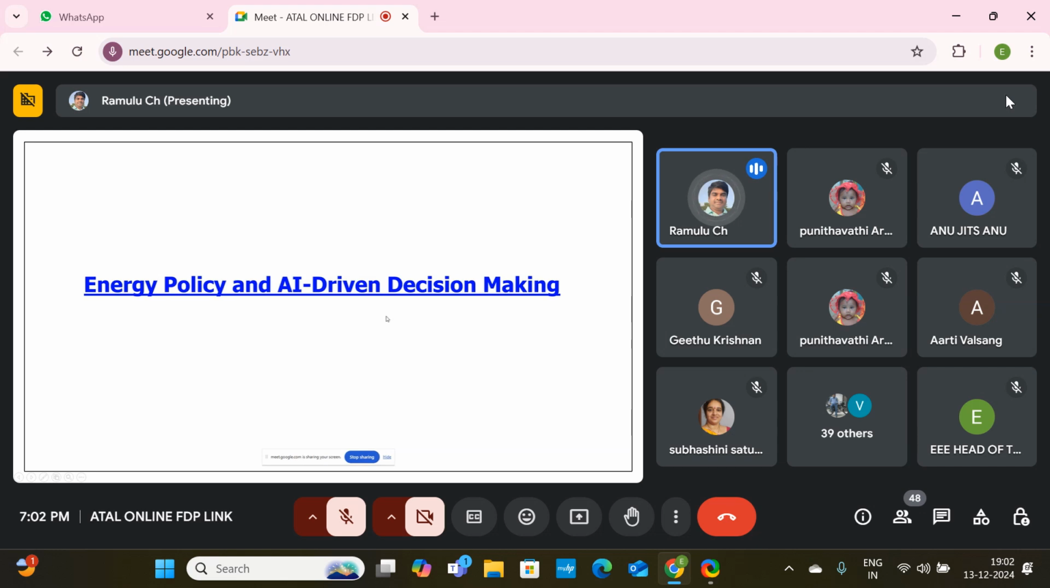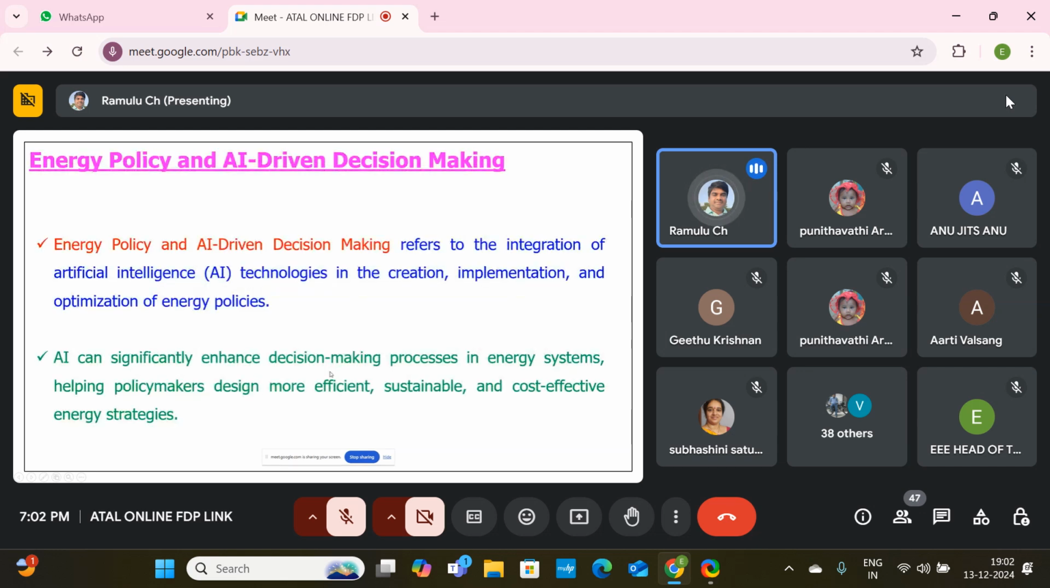Then coming to energy policy and AI driven decision making, which is our main topic. What is the meaning of this? Energy policy and AI driven decision making refers to the integration of artificial intelligence technologies in the creation, implementation and optimization of energy policies.